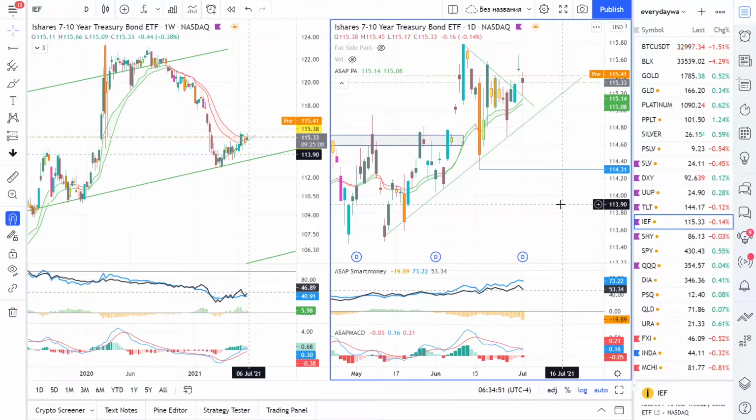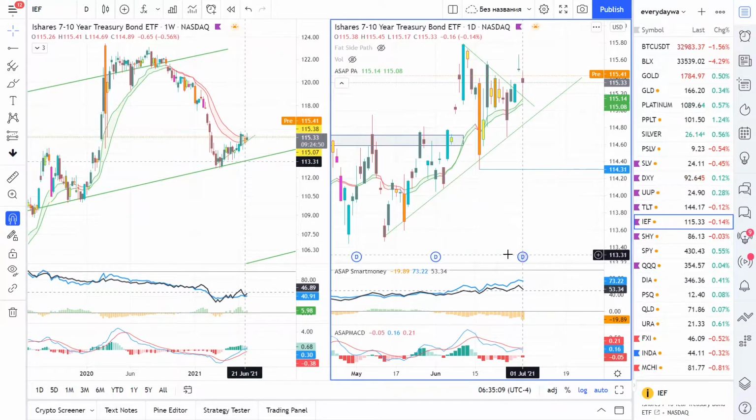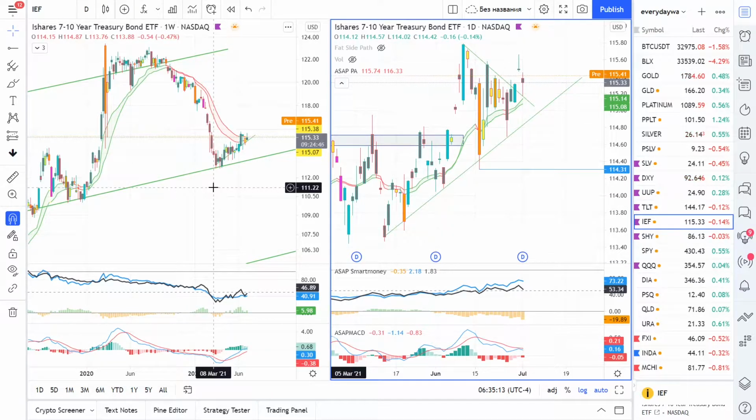What is good about the 7 to 10 year treasury is that we can place a stop loss at 114.31, which will be only $1-ish, and you can get those dividends cashed as well. If you're going with big leverage, that's gonna be a huge advantage.